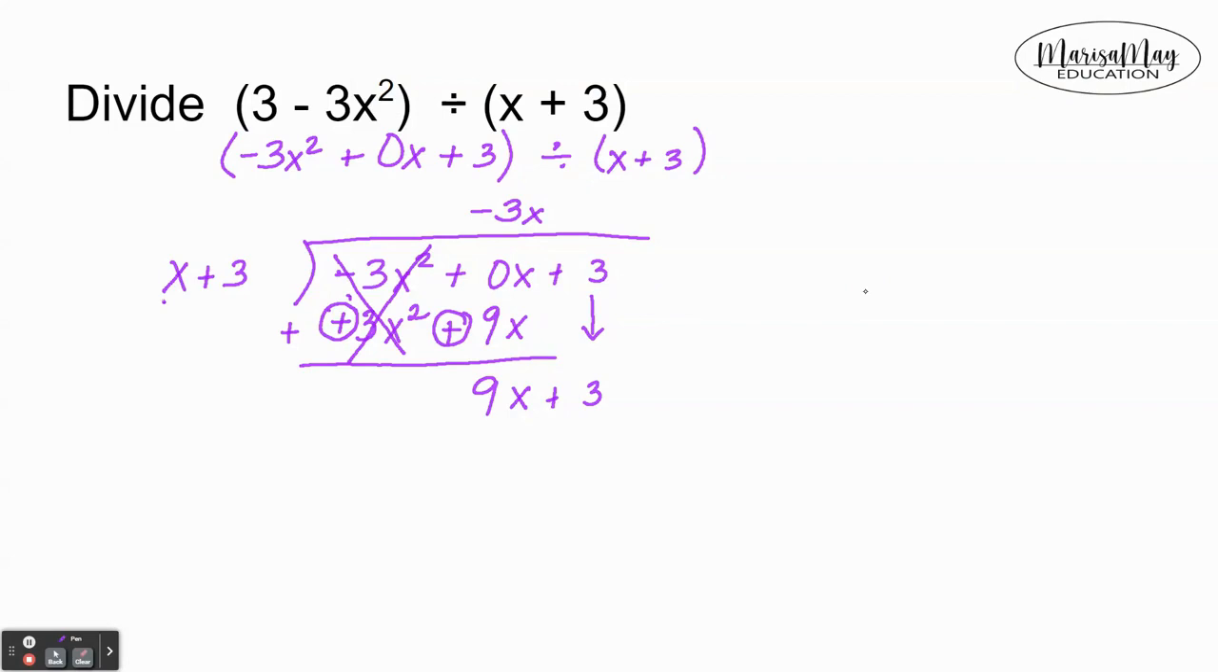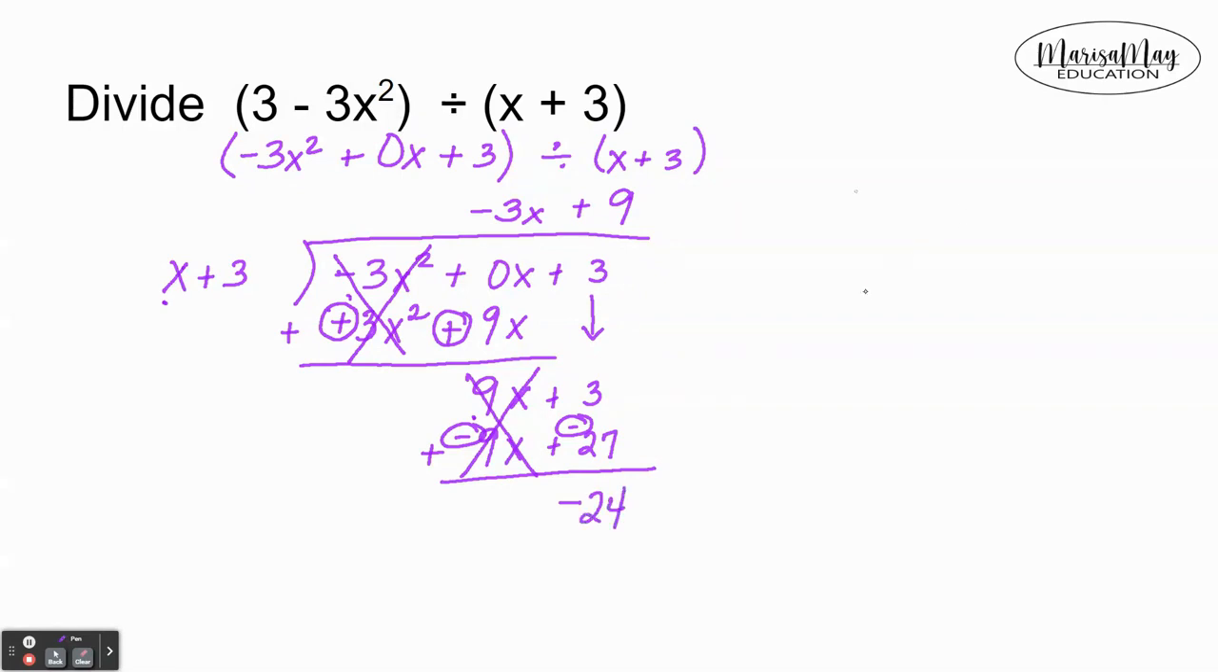And now we ask ourselves again, okay, what times x would give us 9x? That would have to be 9. So we multiply. 9 times x gives me 9x, and 9 times 3 gives me 27. And now we subtract. But remember in algebra, it's easier to add and change the signs of the terms. So now we have 9x plus negative 9x. That goes away because those cancel out, giving 0. And we have 3 plus negative 27, which would be negative 24.